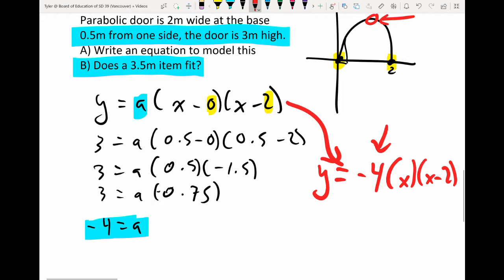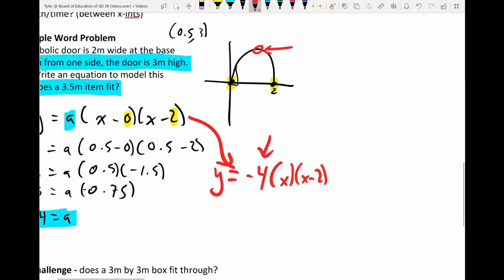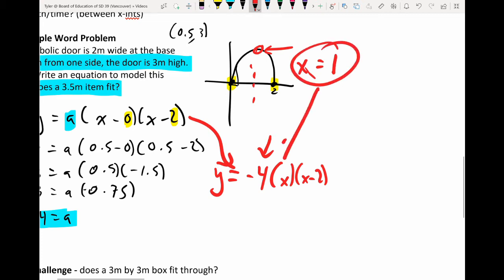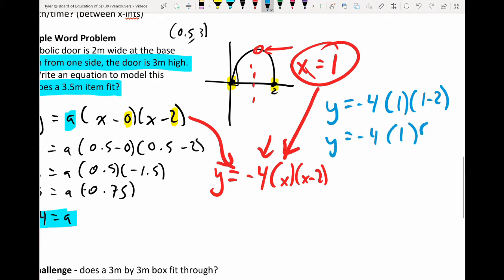So in order to find the vertex, we're going to use the strategy we figured out before. I'm going to say, okay, let's find the vertex. In between these two, the axis of symmetry, I don't even need to calculate. It's going to be x equals 1. Let's sub this into my equation to find the vertex. Y equals negative 4, 1, 1 minus 2. Y equals negative 4, 1, negative 1. Y equals 4. Cool, I found the value. So this vertex is going to be 1, comma 4. So looking at that, would this 3.5 meter item fit? Well, it totally would, right? It's 4 meters tall, so it would fit with space to spare.